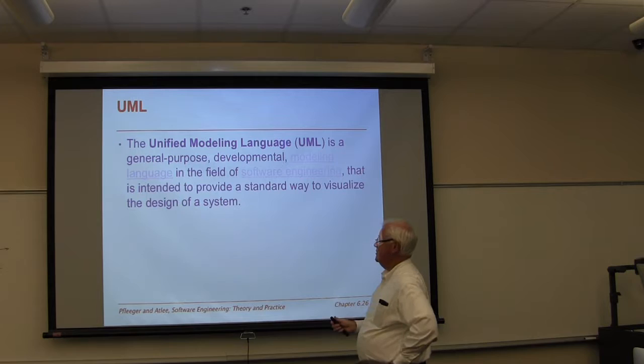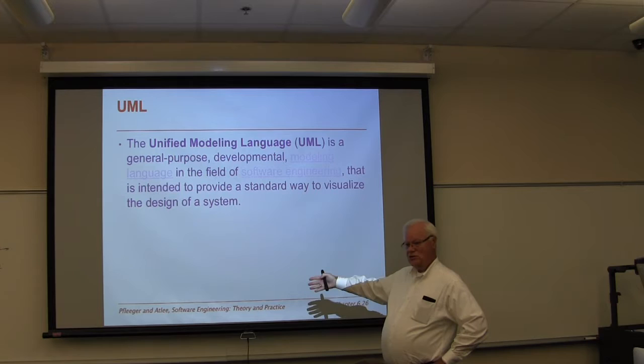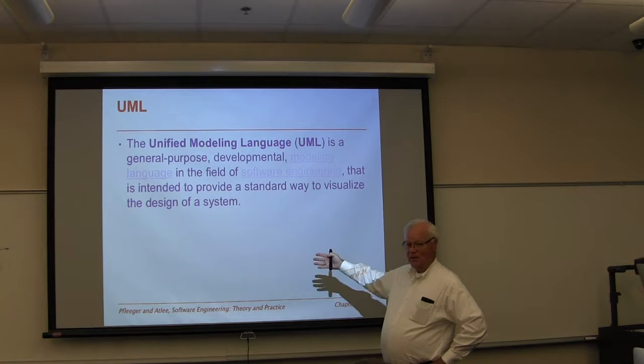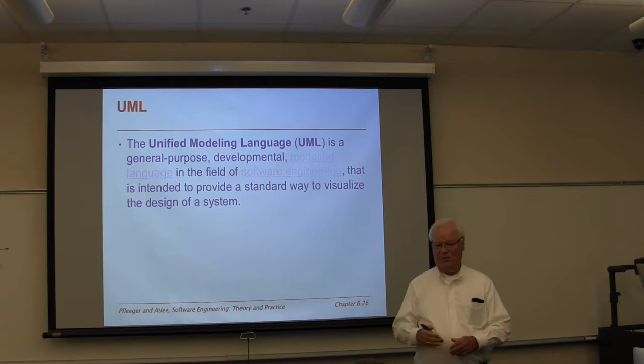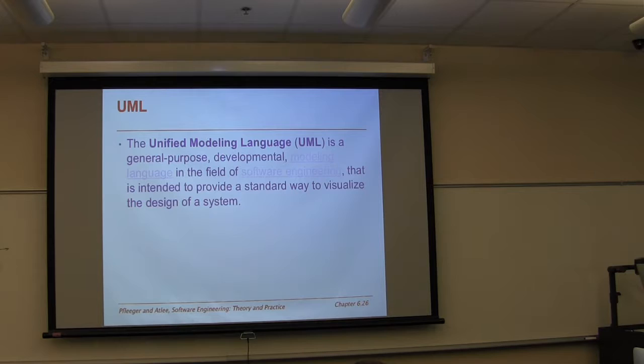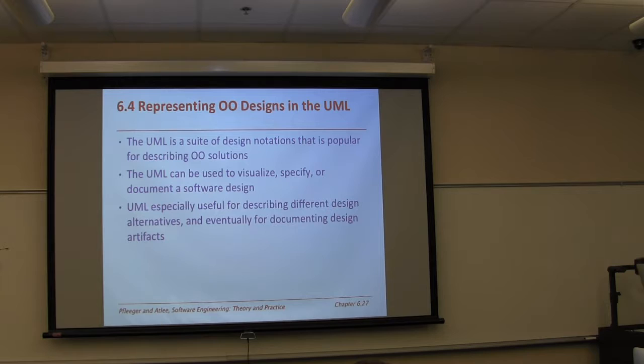So when we use it, and some of those block drawings we saw before are versions of UML. But as we start designing our system using UML, other software engineers that understand UML will understand what we're doing. That's the whole purpose. So it becomes a necessary part of your documentation. And it's also popular for describing object-oriented solutions. To visualize, specify, or document a software design. And that really says enough of it. It's really a tool that we're going to use. So we're going to see some examples of it.